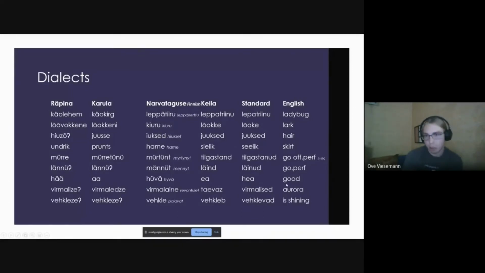For example, Aurora, which is in standard virmalised. In Räpina dialect, it's virmalise. And is shining is vehkase. And in Karula it is also vehklase. Also, Southern Estonian has Z, which is voiced. In standard Estonian it isn't voiced; it's just said as S. Then lots of Finnish influence, basically the same, but still Estonian.